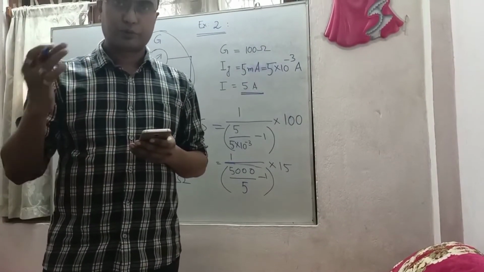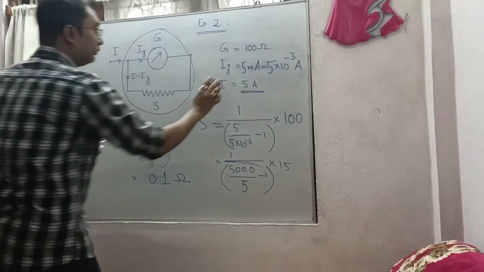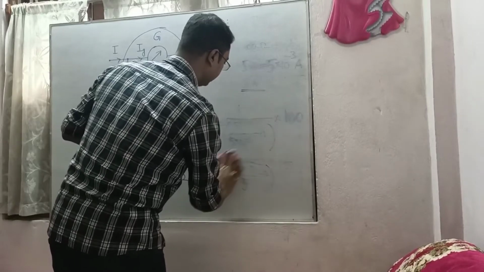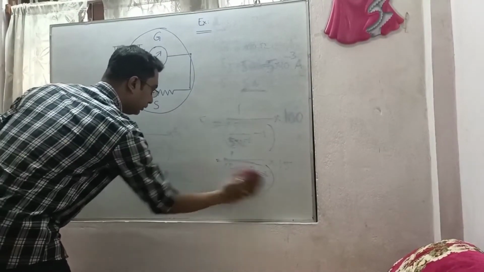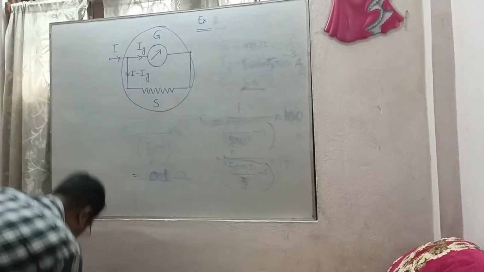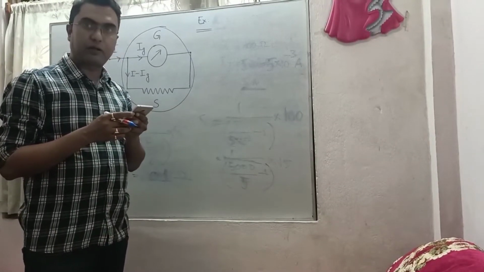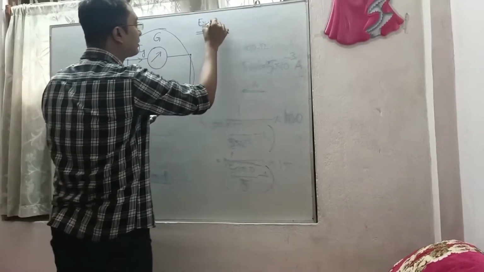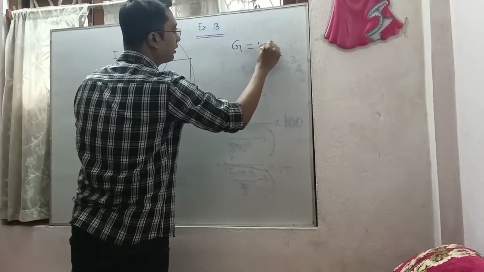Now let us move to the third problem. The third problem tells us that a galvanometer has a resistance of 100 ohm. So G is equal to 100 ohm.